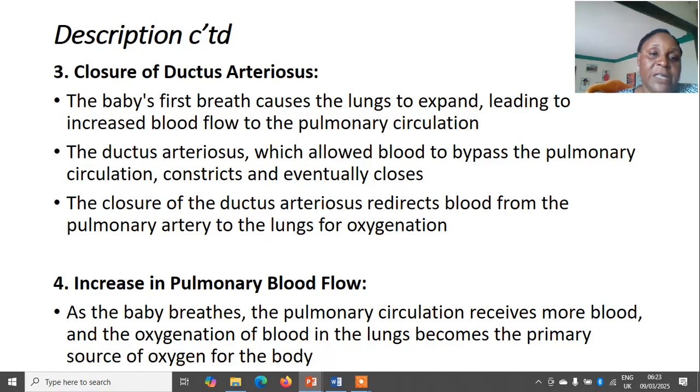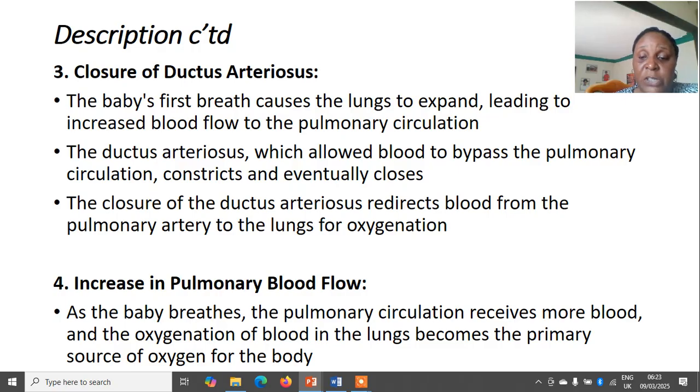So closure of the ductus arteriosus: the baby's first breath causes the lungs to expand, leading to increased blood flow into the pulmonary circulation. The ductus arteriosus, which allowed blood to bypass the pulmonary circulation, constricts and eventually closes. At the closure of the ductus arteriosus, blood is redirected from the pulmonary artery to the lungs for oxygenation. So there is then an increase in pulmonary blood flow as the baby starts to breathe.